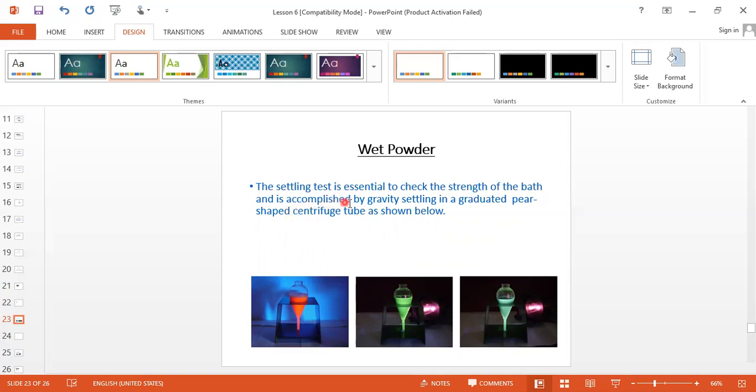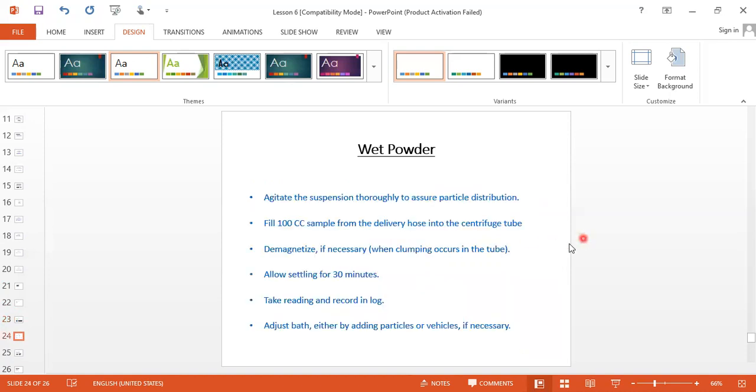The settling test is essential to check the strength of the bath and is accomplished by gravity settling in a graduated pear-shaped centrifuge tube, as shown below. See, this is the centrifuge tube. Now, the process of how we can check the settling test and measure the concentration. These are the steps. First, agitate the suspension thoroughly to assure particle distribution. Then fill a 100 cc sample from the delivery hose into the centrifuge tube. Then demagnetize if necessary. Allow settling for 30 minutes. Take the reading and record it in the log. Adjust the bath either by adding particles or vehicle if necessary.